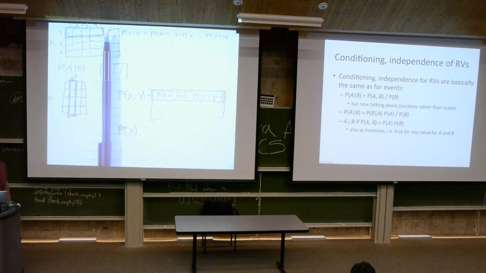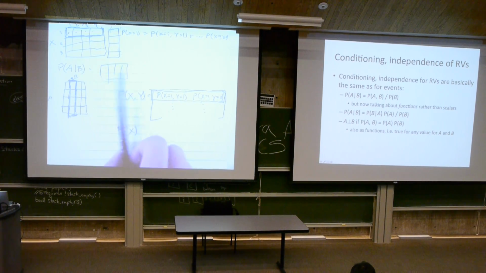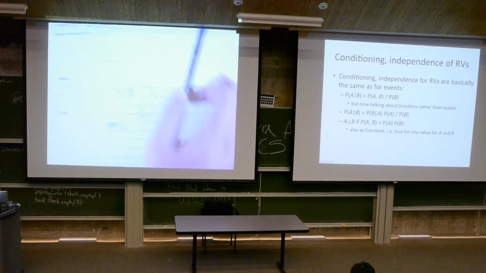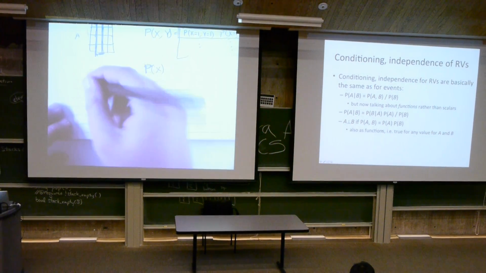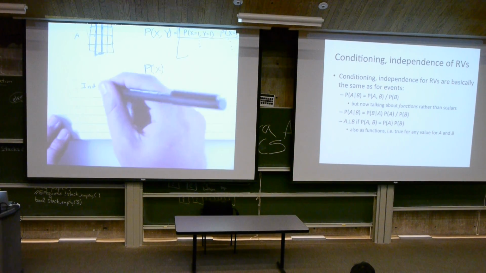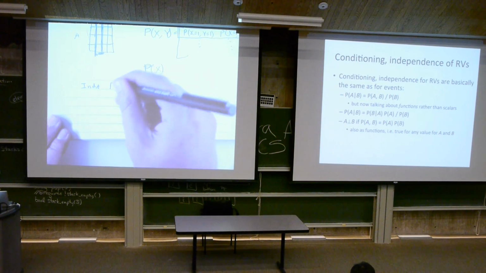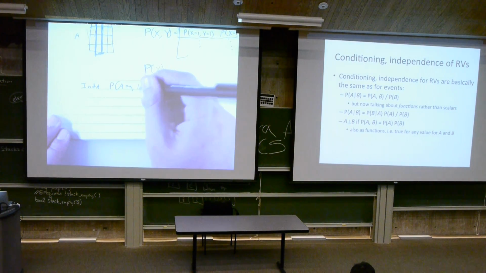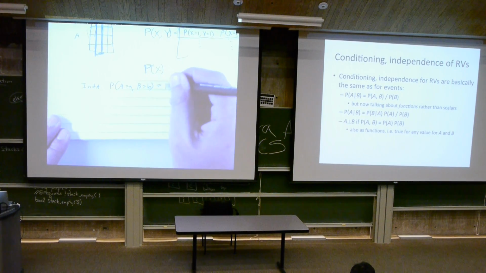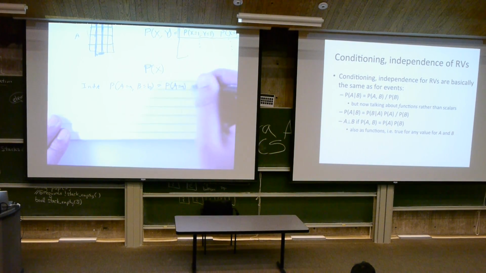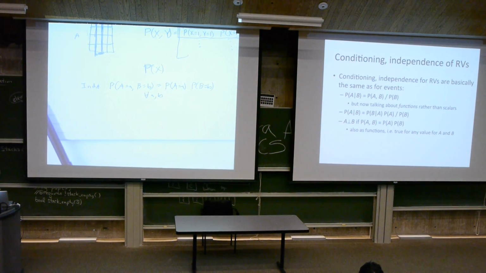Same thing for independence. It's if P of A given B equals P of A, and that's true for all possible values of A and B. This is the condition for independence of two random variables: if this is true for all values of A and B that the random variables can take on.